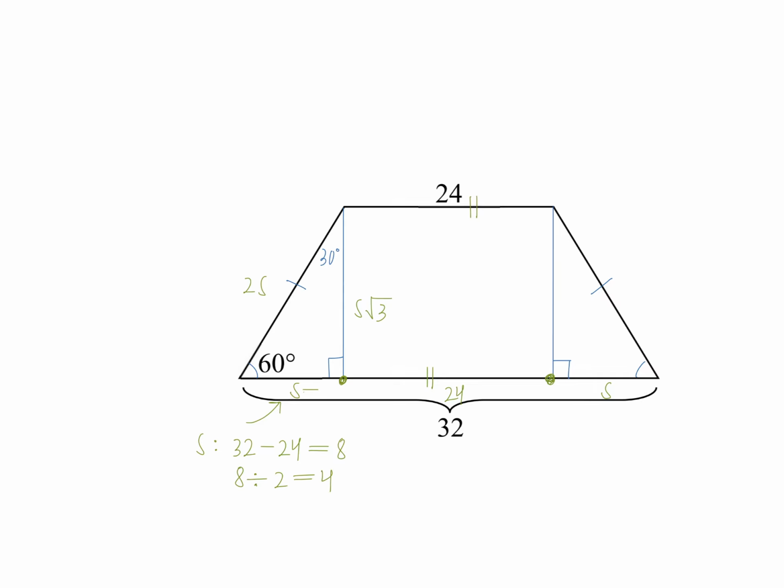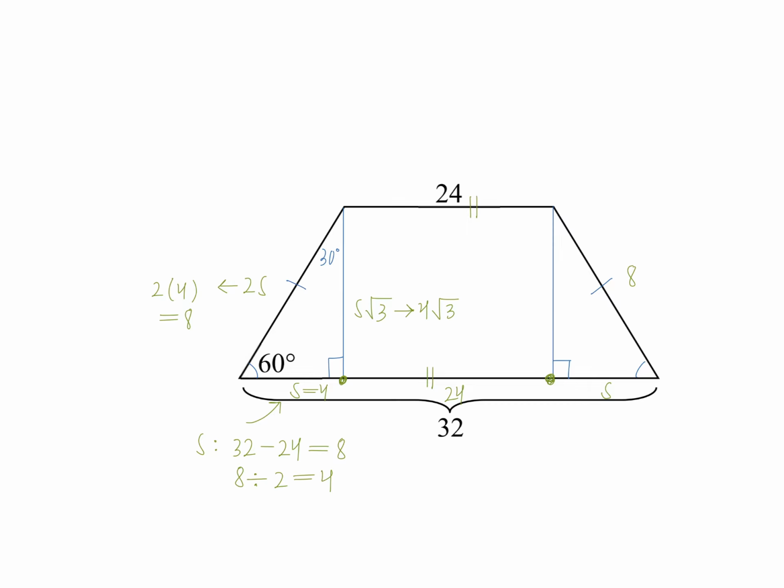All right, so my s is going to be 4. Well, with that being said, I know that my s root 3 is 4 root 3. And I know that my 2s is going to be 2 times that 4, which will give me 8. Okay, so now I know all of the lengths, all the sides for this isosceles trapezoid.